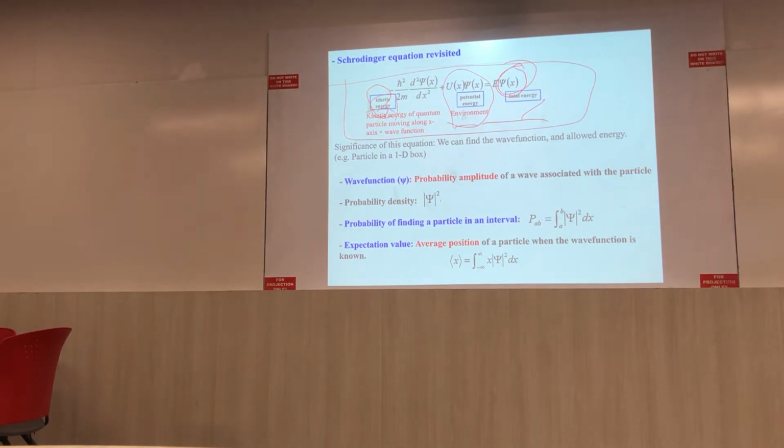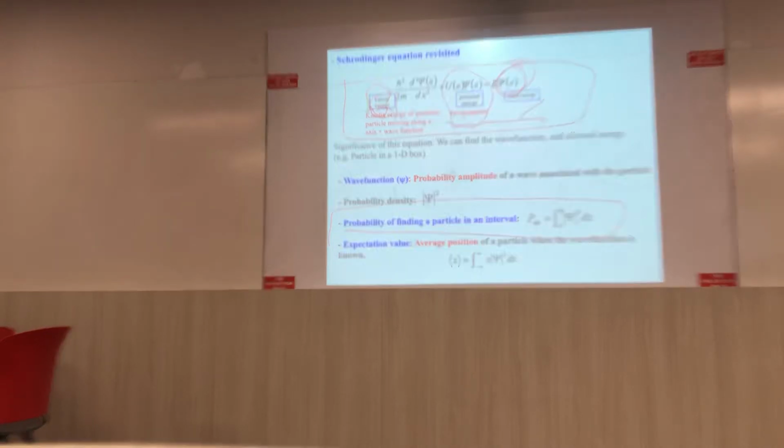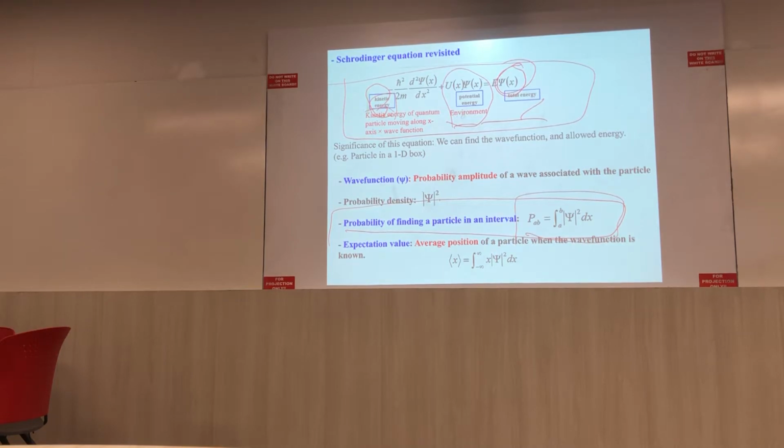And then I would like to highlight this again. So when a region of interest is given, then you can always find the probability of finding the particle in the region by calculating this. You are going to integrate the square of the wave function within that region of interest.